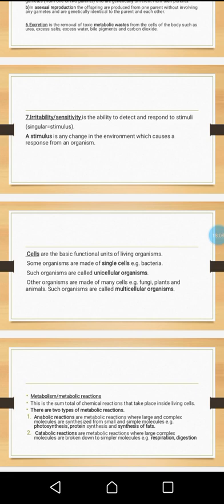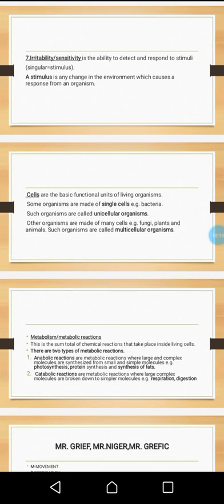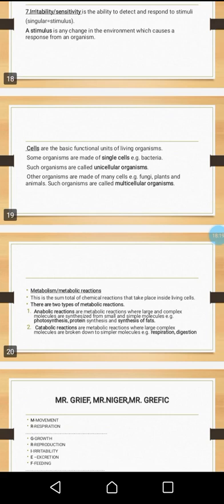Irritability as the seventh one, which can be termed as sensitivity, is the ability to detect and respond to stimuli, singular stimulus. What is a stimulus? A stimulus is any change in the environment which causes response from an organism. So coldness is a stimulus, it's a change in the environment. When it's cold, you put on pullovers, you put on jerseys, you put on something warm, you cover yourself, you add more blankets if it's at night. So the coldness is a stimulus, it's the change in the environment to which you, an organism, a human being, responded. Okay?